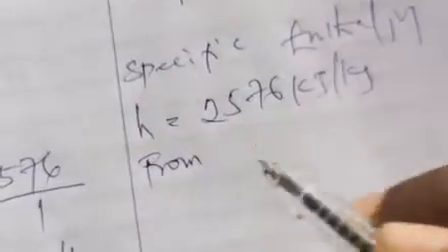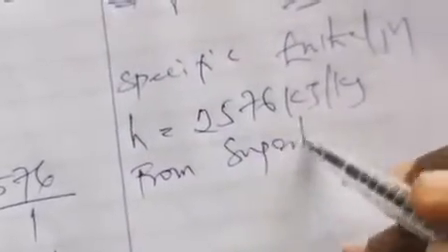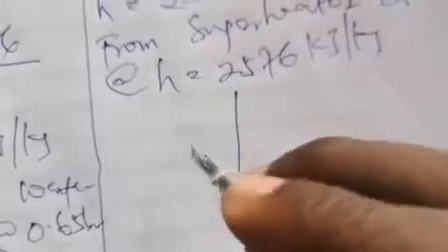So we need to find the temperature corresponding to this from the superheated steam table. So from the superheated steam table, we obtain the superheated temperature at H equal to 2576 kilojoules per kilogram. Let's obtain the values of enthalpy, and then we can obtain the temperature corresponding to it. So we'll move now to the superheated steam table.